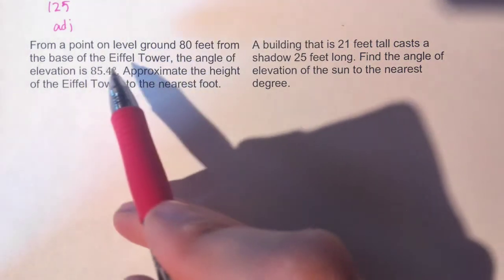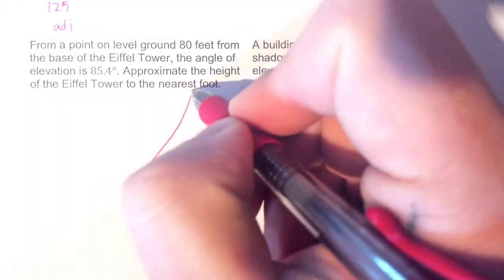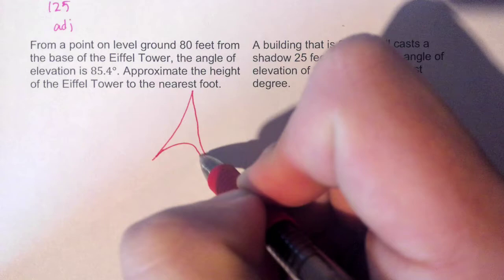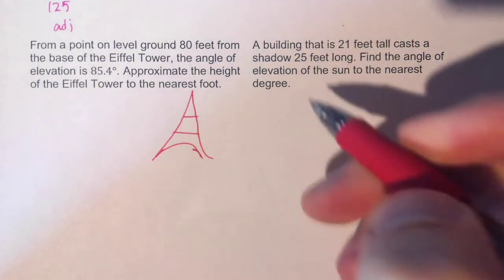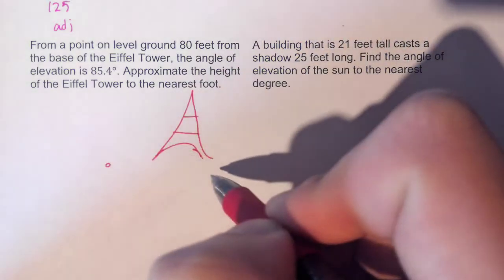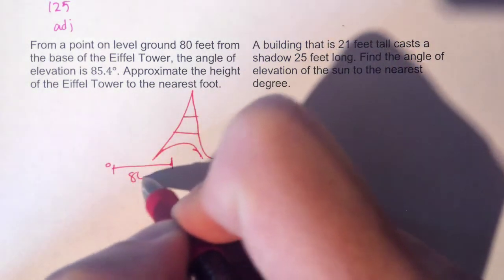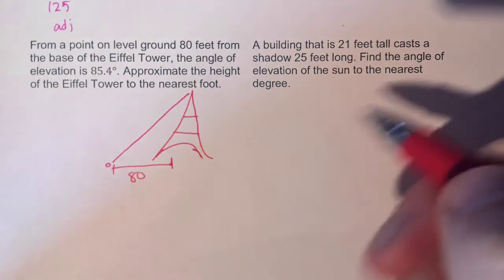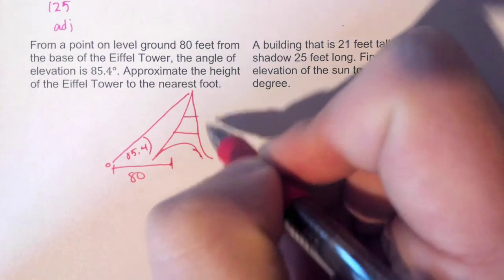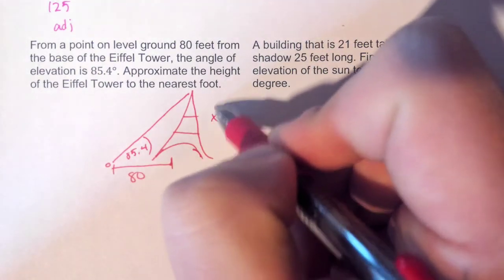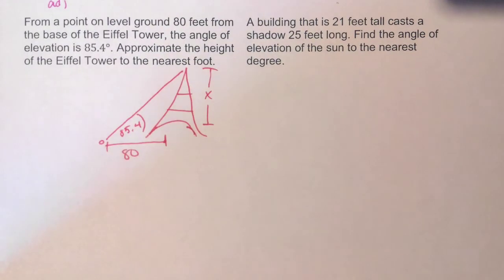Let's see, from a point on level ground 80 feet from the base of the Eiffel Tower. I don't know what the Eiffel Tower really looks like. It's something like that, though. We are standing 80 feet from the Eiffel Tower. We look to the top of that Eiffel Tower. We also have one of those angle measure things, and it's 85.4 degrees. How tall is the Eiffel Tower? And then you can look this up on Google and see if I made my problem right.